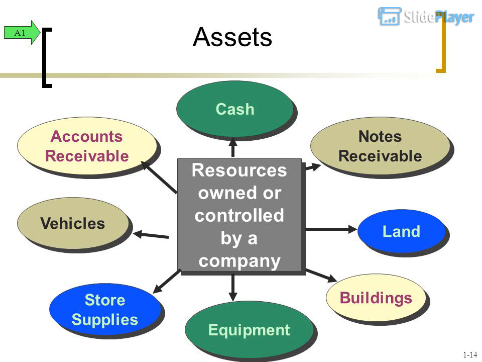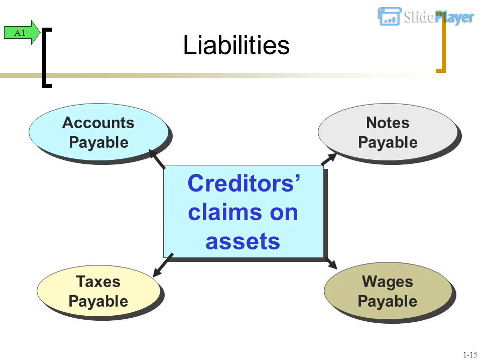Liabilities. Creditors' claims on assets. Accounts payable. Notes payable. Liabilities represent the claims of creditors on the entity's assets. Liabilities include accounts payable, amounts we owe to creditors for assets purchased on account, notes payable, taxes payable, and wages payable, amounts we owe to our employees at the end of the accounting period.